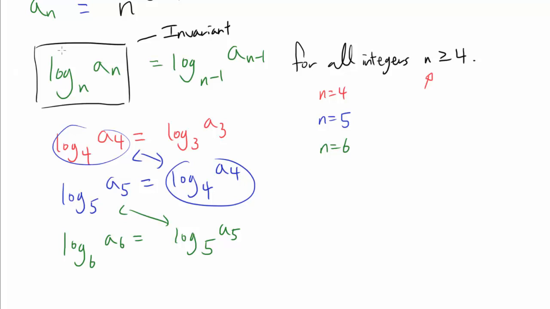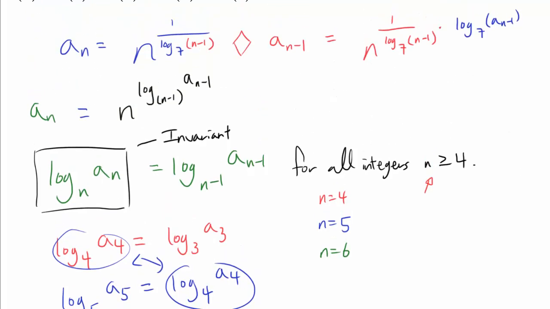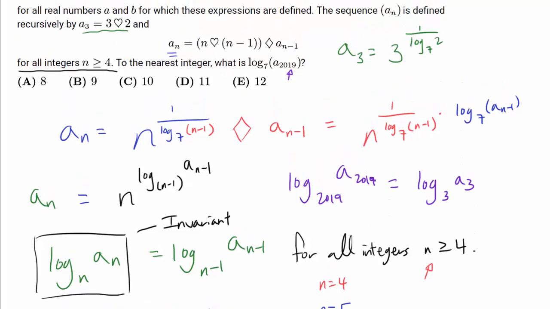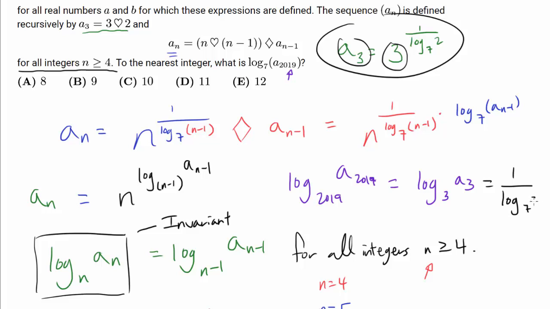And in a problem like this, usually when we find an invariant, we are 90% of the way there, and that's actually the case. Using this invariant, we care about a sub 2019. So we can try to find log base 2019 of a sub 2019, which we know always stays the same. So we can set it equal to log base 3 of a sub 3, which we know how to find because we know a sub 3. In particular, just by looking at this, we know log base 3 of a sub 3 is equal to 1 over log base 7 of 2 because you get the exponent when you take the log.